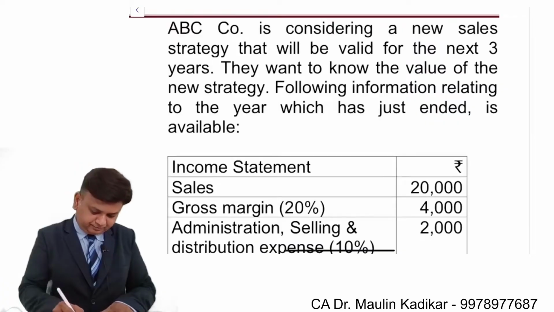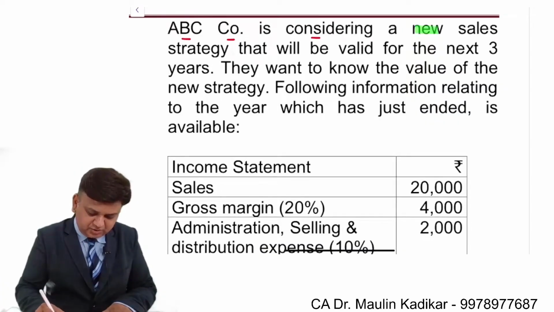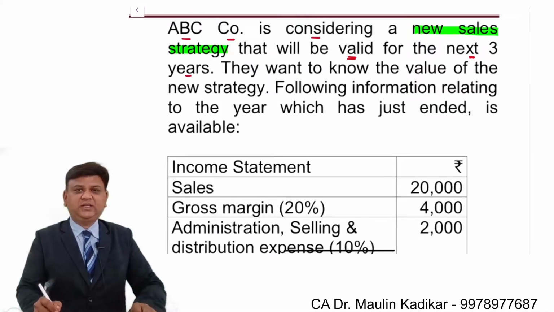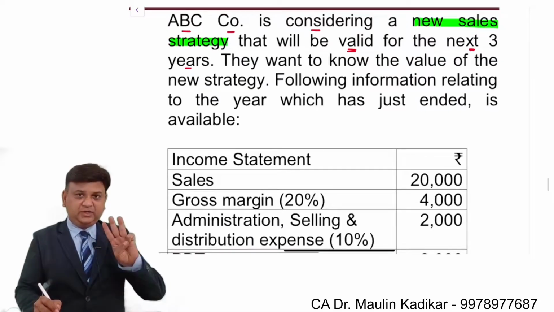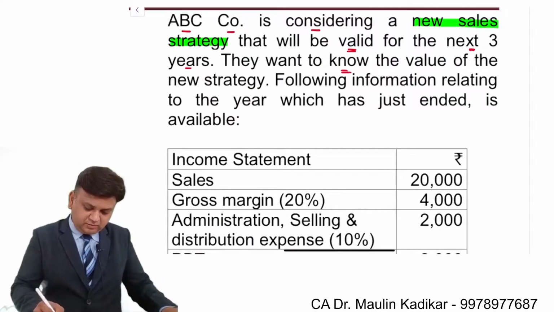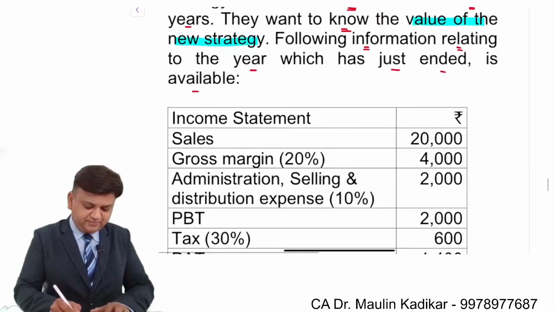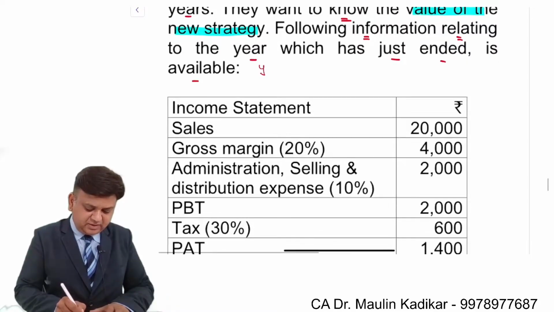Next question. ABC company is considering, highlight the question, a new sales strategy that will be valid for the next 3 years. So, the company is considering adopting a new sales strategy and it will be valid for 3 years. They want to know, highlight the question, the value of the new sales strategy. The following information relating to the year which has just ended is available. Basically we have been provided with year 0 information.